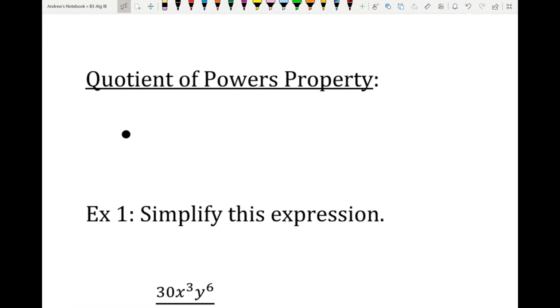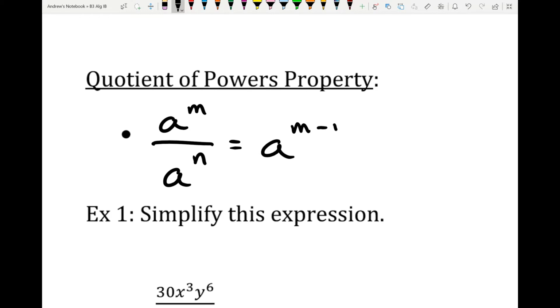The quotient of powers property is going to look something like this. If I have a to the m, and I divide it by a to the n, again, we need to make sure that they have the same base. They both have a, so we can do this property. What I'm going to be doing is a to the m minus n. It's the top minus the bottom. That's really all there is to it.